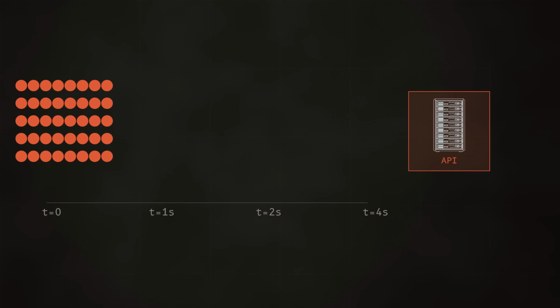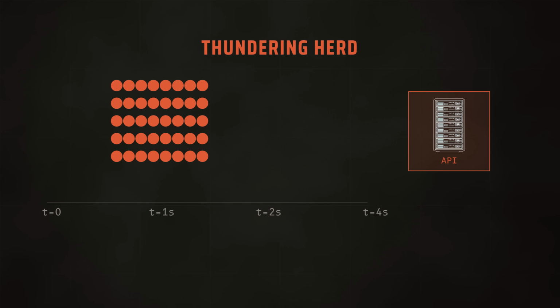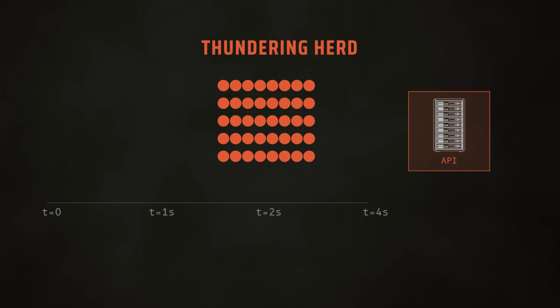Exponential backoff has one nasty failure mode. Imagine 100 clients all fail at the same moment. They all wait 1 second. They all retry at the same instant, and they all fail again. Then they all wait 2 seconds. They're synchronized. That's a thundering herd, and it's how outages turn into longer outages.